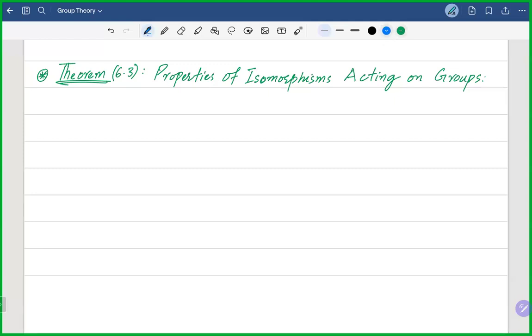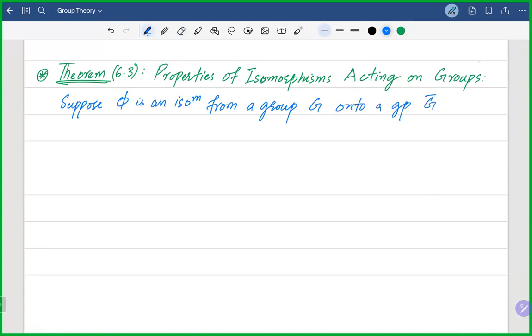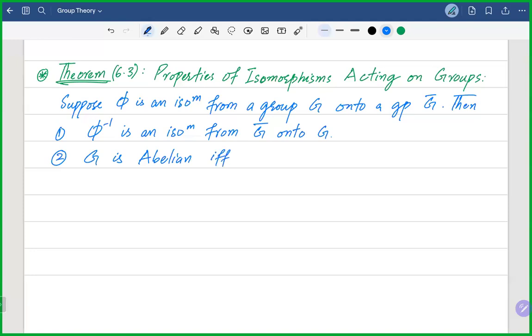Okay, the statement is: suppose phi is an isomorphism from a group G onto a group G bar. Then number one, phi inverse is an isomorphism from G bar onto G. Two, G is abelian if and only if G bar is abelian.